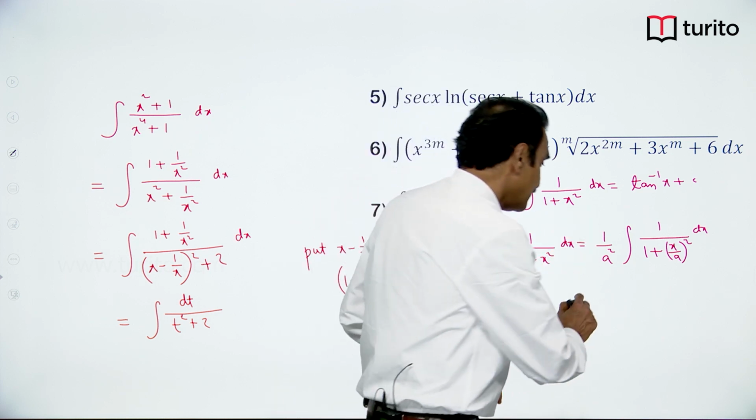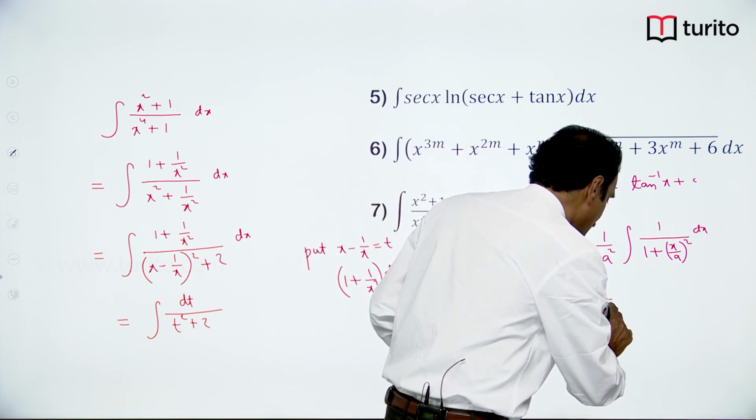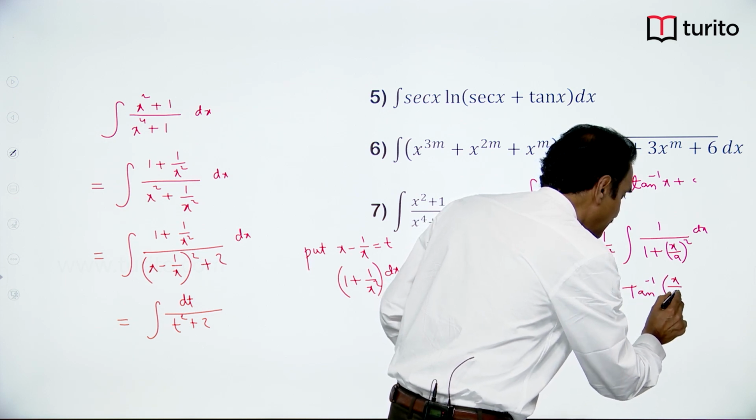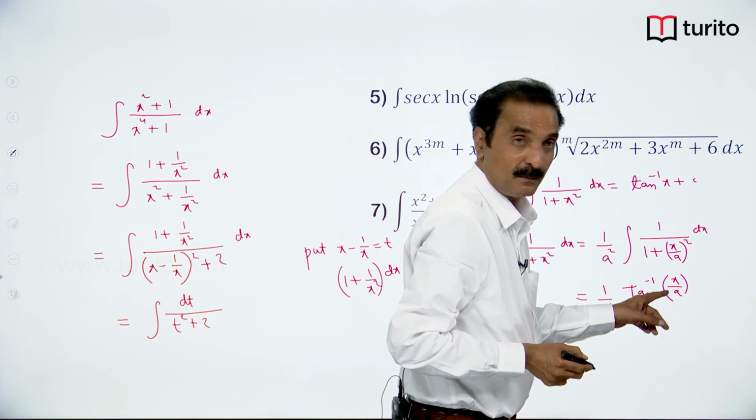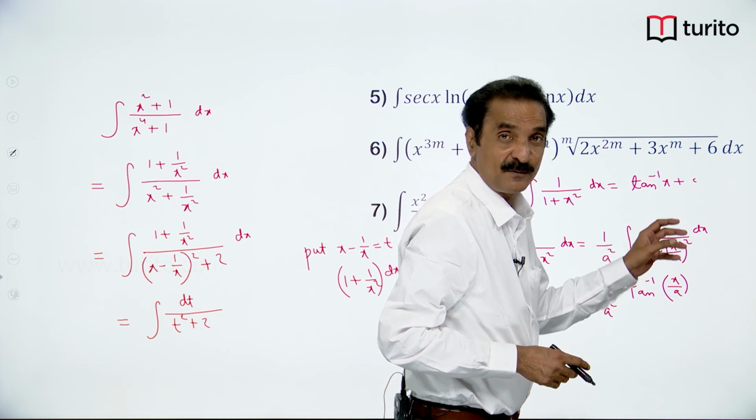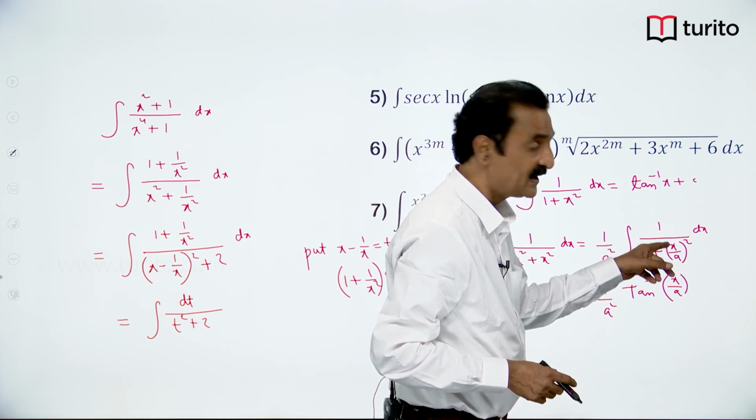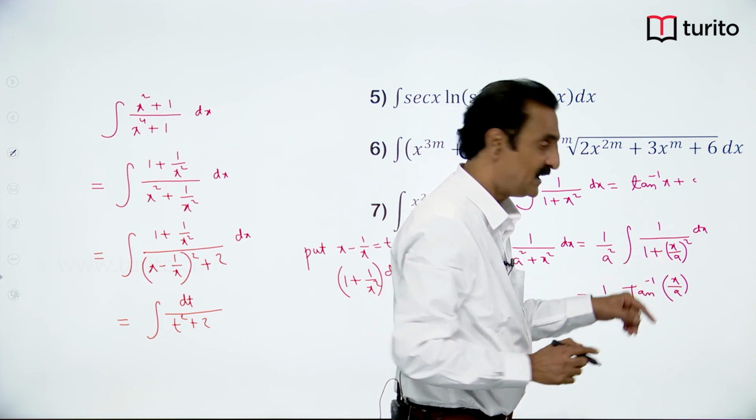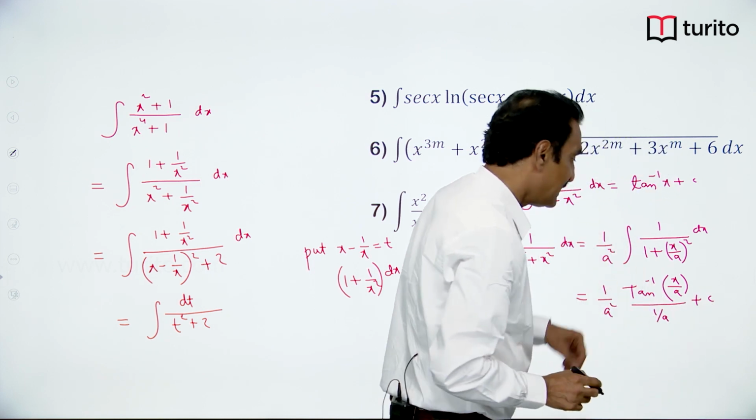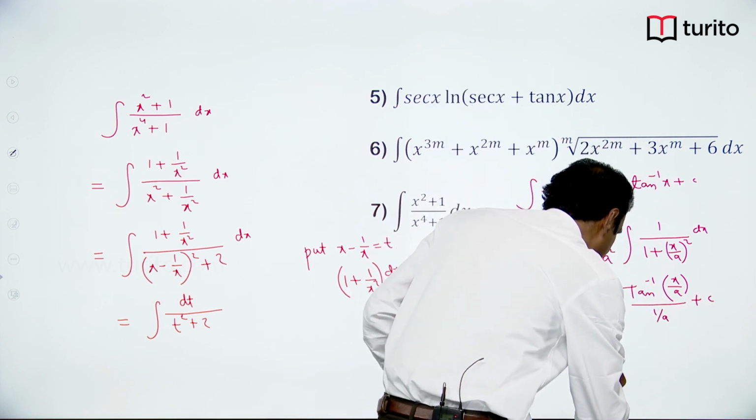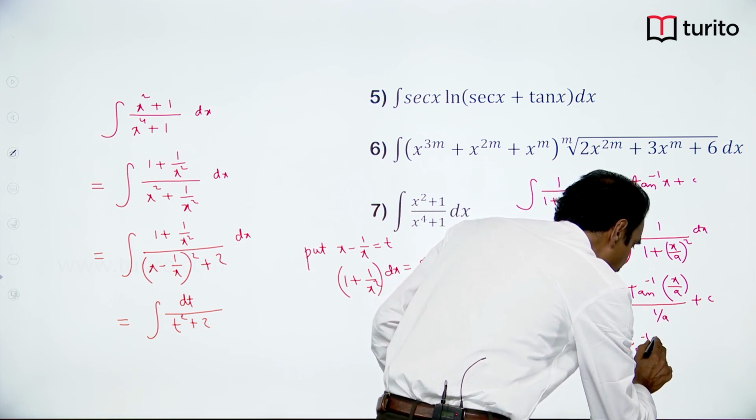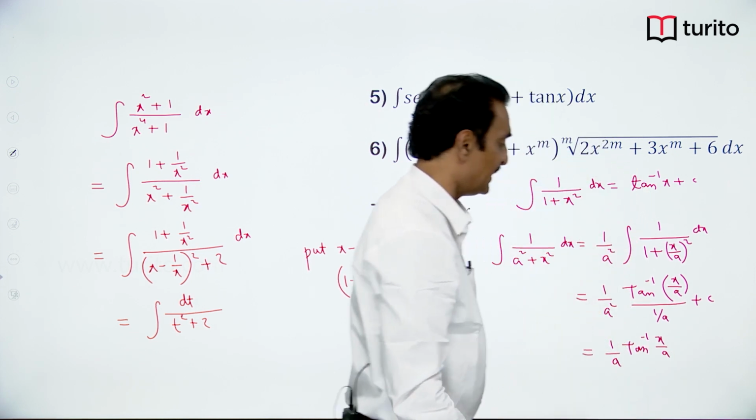Now, assuming that x by a is some x or t, what is the integral using this formula? 1 by a square into tan inverse x by a, but we have assumed x by a as x. So, what to do? We have to divide by the inner derivative of x by a. What is the derivative of x by a? 1 by a. We have to divide by 1 by a plus c. Then you will get 1 by a tan inverse x by a plus c.